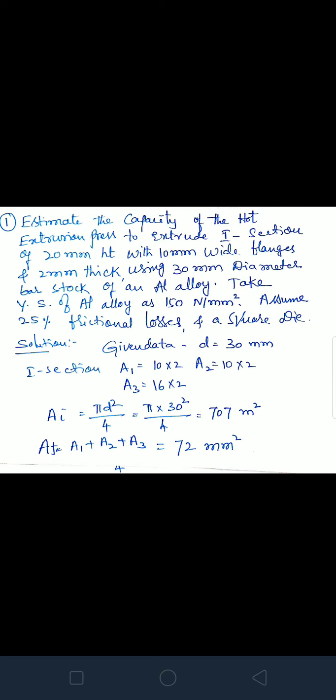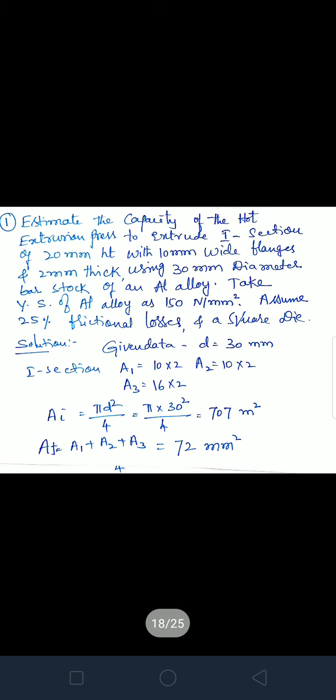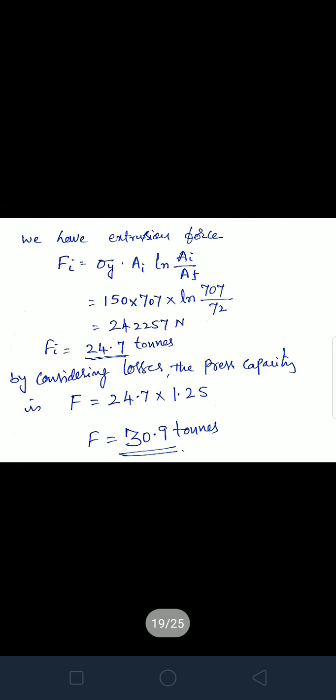Therefore the initial area is equal to pi d square by 4, that is pi into 30 square by 4, that is 707 millimeter square. Then coming to the final area, A1 plus A2 plus A3, that is 72 square. So we have the extrusion force equation: F is equal to sigma y into A_i ln A_i by A_f.